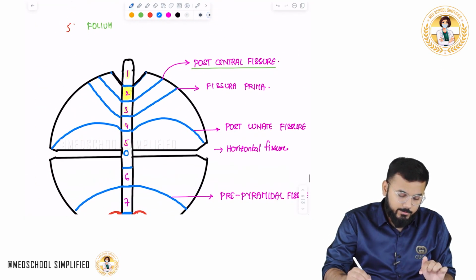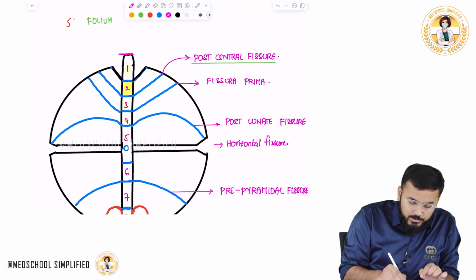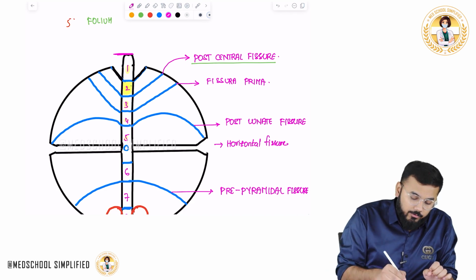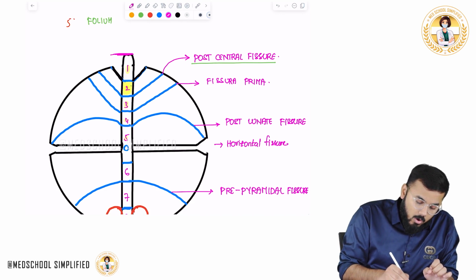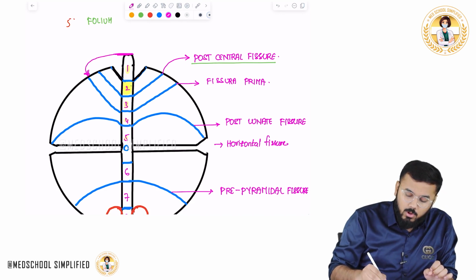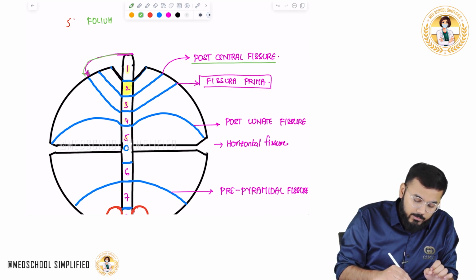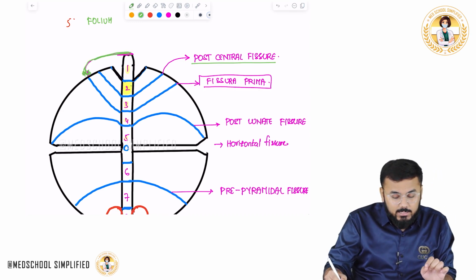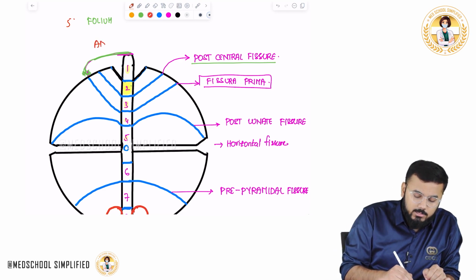Everyone, look at this picture. Now, I can tell that from the top surface of the vermis all the way till fissura prima, whatever you can see, this area is called the anterior lobe. What is this lobe called? This lobe is called your anterior lobe.